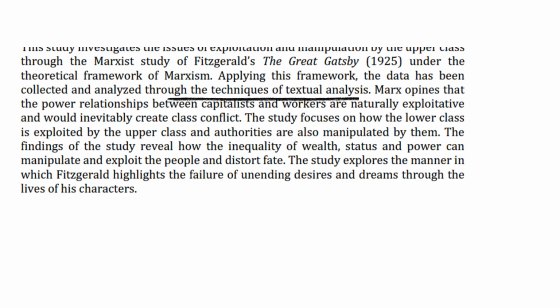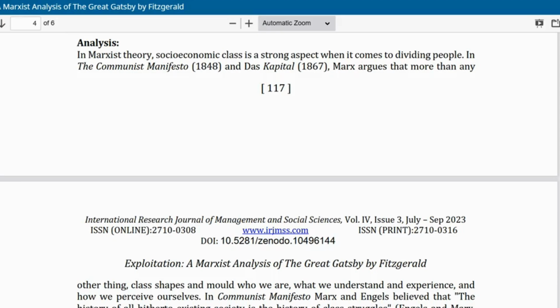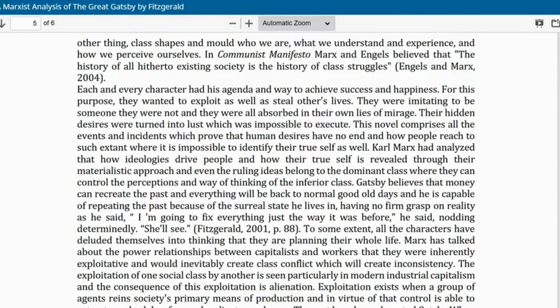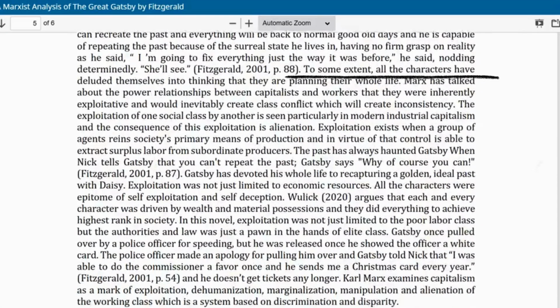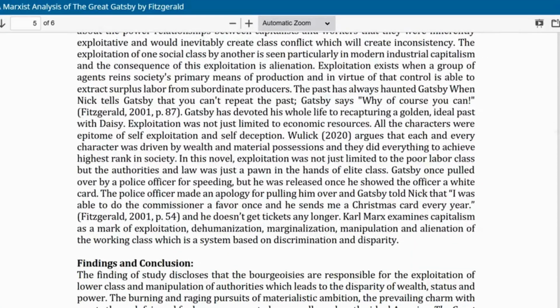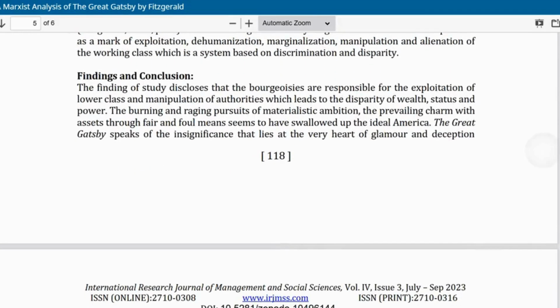In the methodology, the authors state that they use textual analysis to examine the novel through a Marxist lens. In the analysis section, they apply the theory to characters and events, arguing that class shapes identity and that wealth allows the elite to manipulate institutions and authority. They support the argument with textual evidence such as Gatsby's belief that money can recreate the past and his ability to avoid punishment through influence. Finally, in the findings and conclusion, the authors argue that the bourgeoisie exploit the lower class and manipulate authority, which creates inequality in wealth, status, and power.